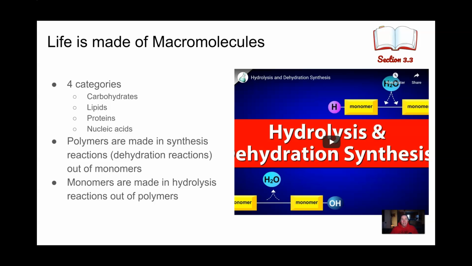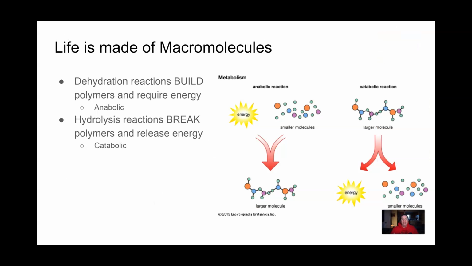Okay. And a major difference between them is that in dehydration reactions, think about building a massive Lego castle, right? We're building something up. That's going to take a lot of energy. And those types of reactions are called anabolic reactions. Anabolic means building. On the other hand, hydrolysis reactions are all about breaking things down. And when we break something down, we're going to harvest a lot of energy from that. And those types of reactions are called catabolic reactions.